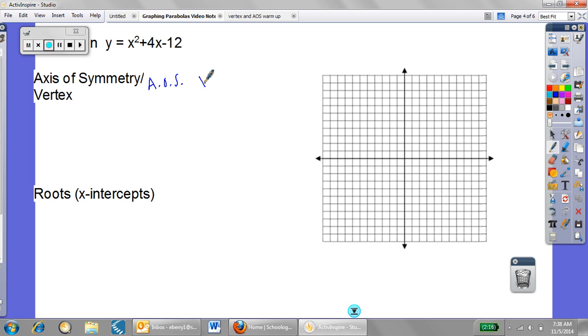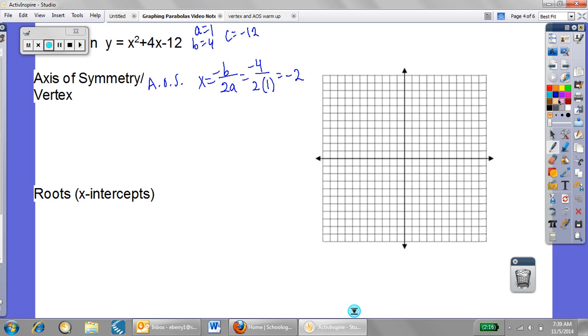The equation is x equals negative b over 2a. Looking at my equation here, I see that a is 1, b is 4, and c is negative 12. Plugging those in, I get negative 4 on top over 2 times 1. Negative 4 divided by 2 is negative 2. So I got that my axis of symmetry is at x equals negative 2.